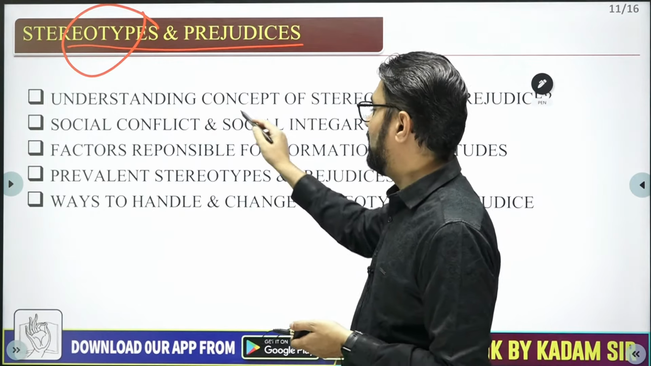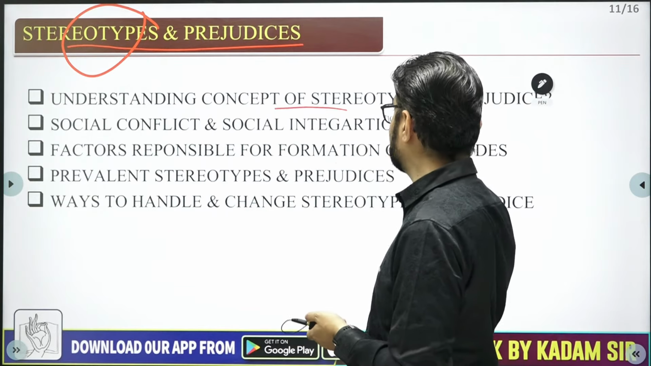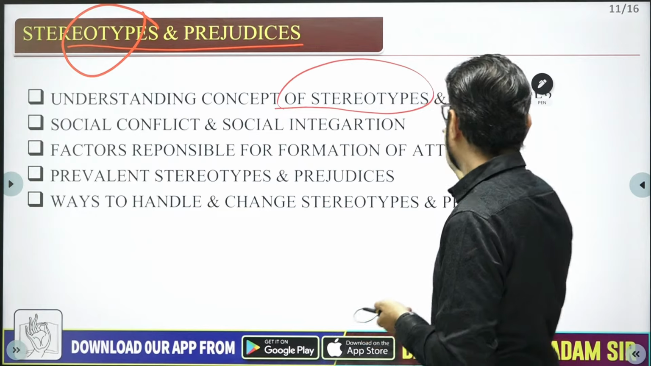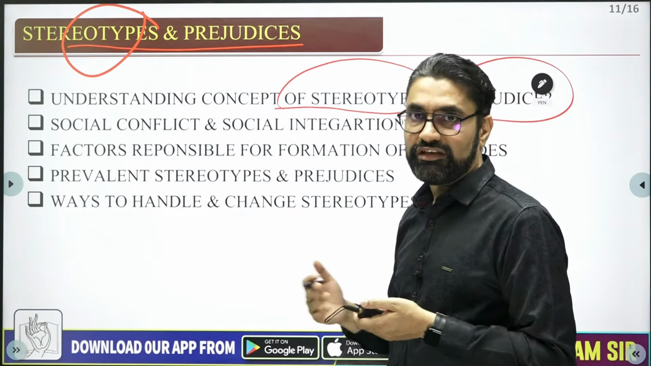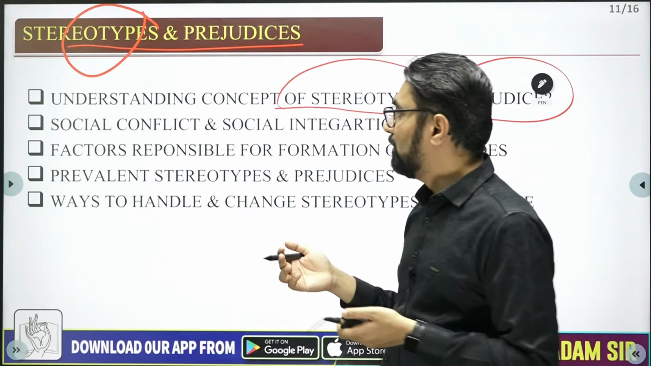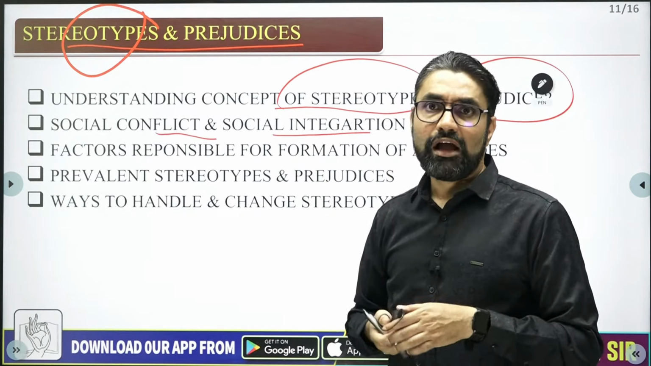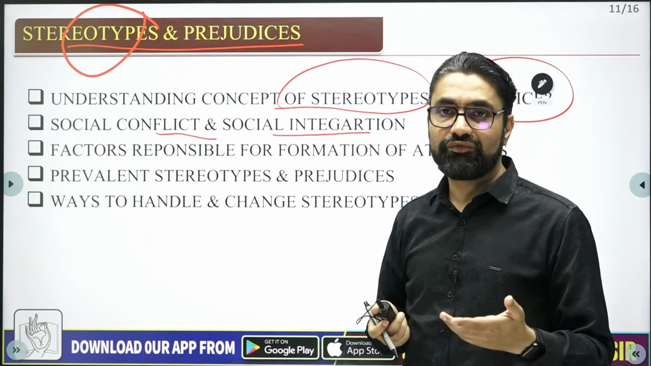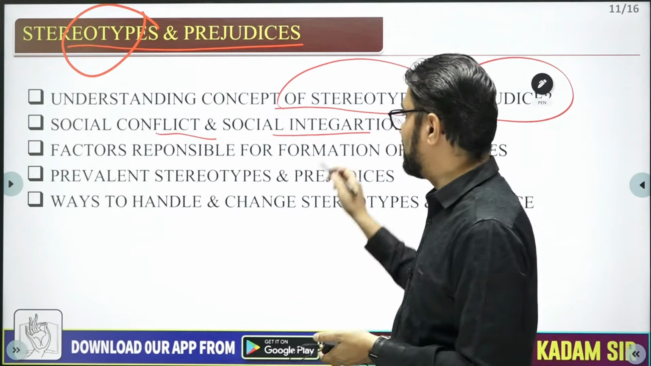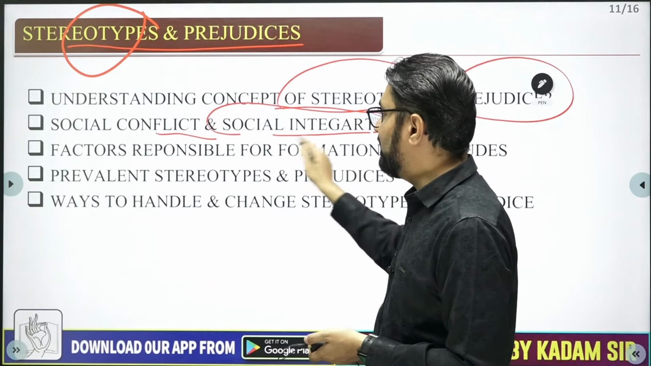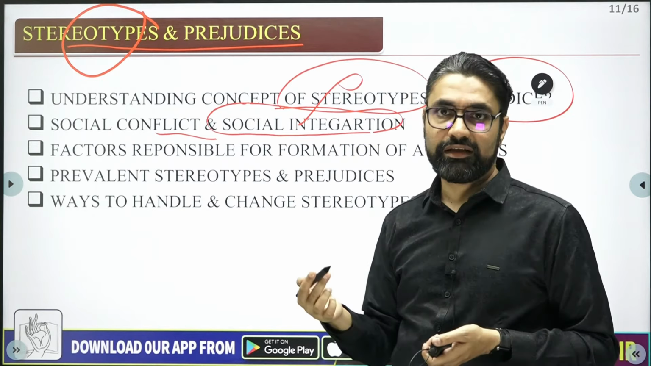And that's why we need to study this topic, where we will try to understand the concept of stereotype and prejudice. What is the relation between stereotype and prejudices? That we will discuss in detail. Then we will discuss the social conflict and social integration concept: how these stereotypes and prejudices produce social conflict, and how we need to resolve them to create social integration. How we can integrate society where stereotypes are not there, prejudices are not there.